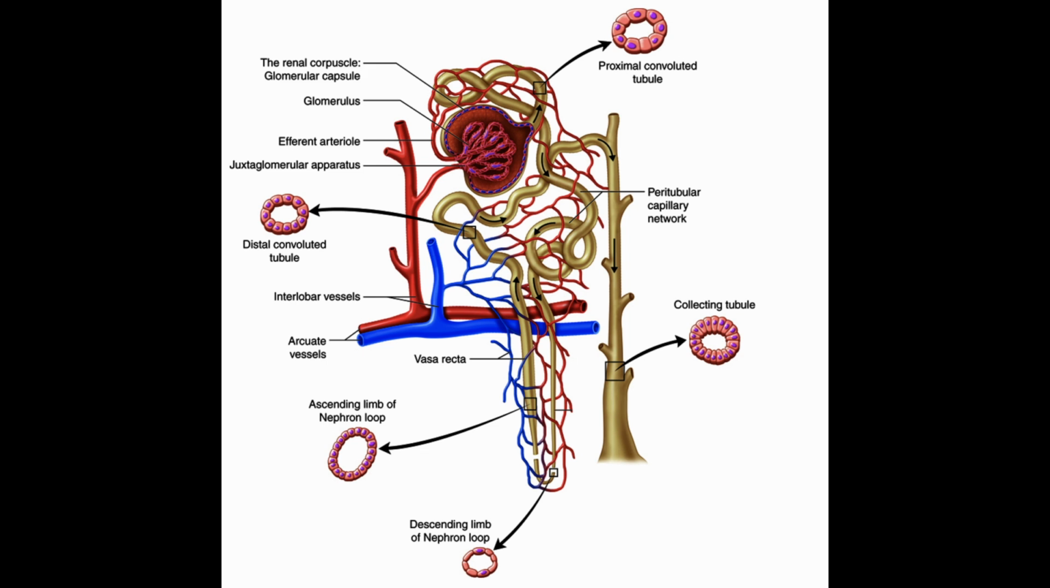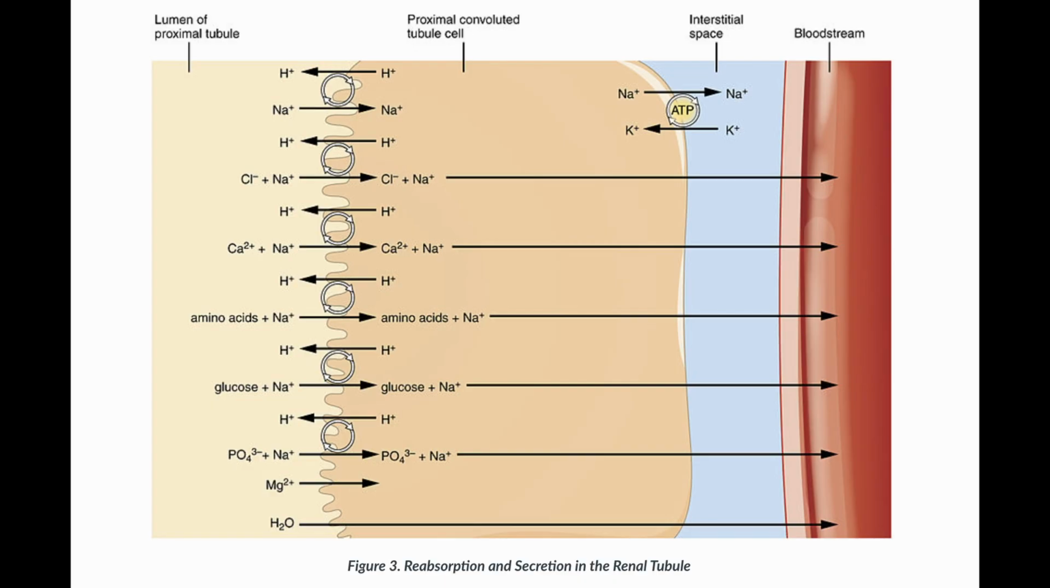Right after Bowman's capsule, we see the second step of urine formation, which is reabsorption. That's the movement of molecules in the renal tubule back into the capillary, or the bloodstream. This filtered fluid collected by Bowman's capsule enters the PCT, the proximal convoluted tubule. The PCT is called convoluted because it's a tortuous path. The lumen of the PCT is lined with thousands of hair-like structures that increase the surface area to maximize the absorption and secretion of solutes like sodium, calcium, and glucose.